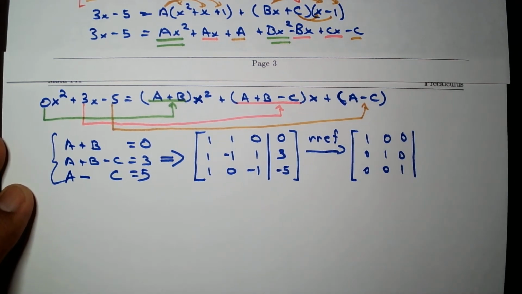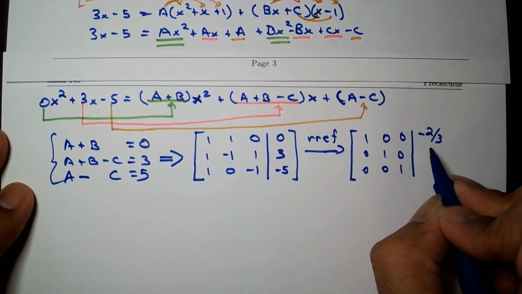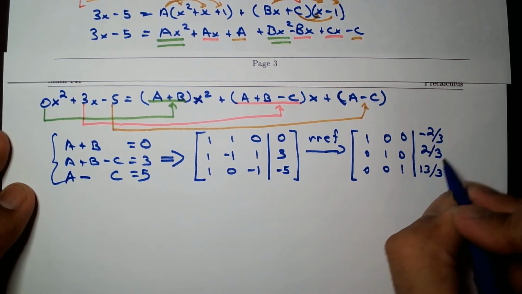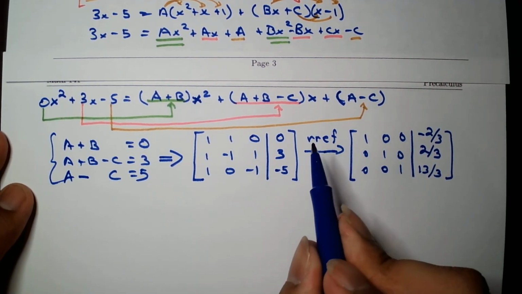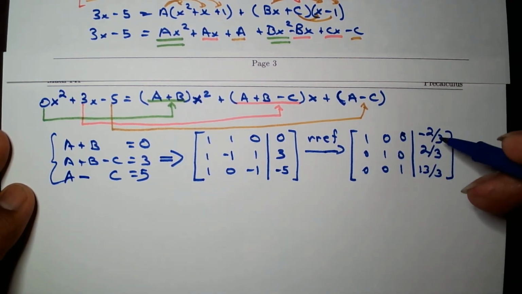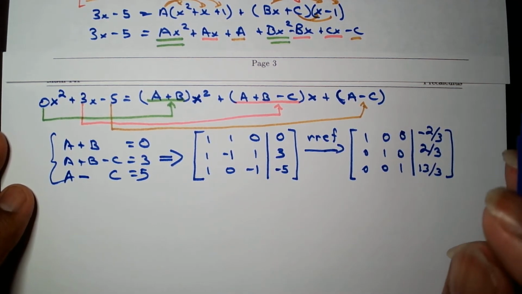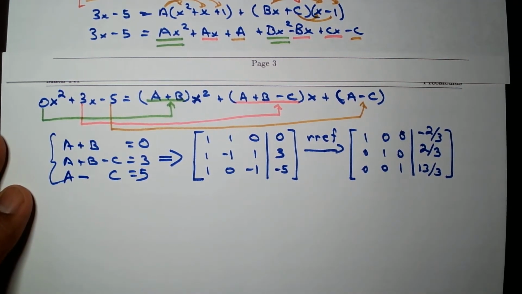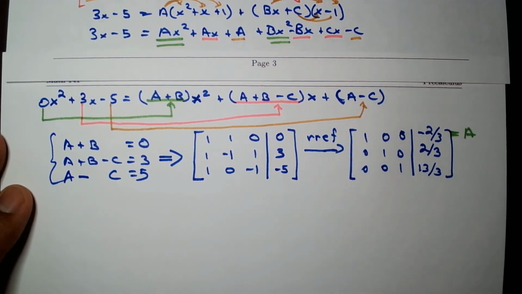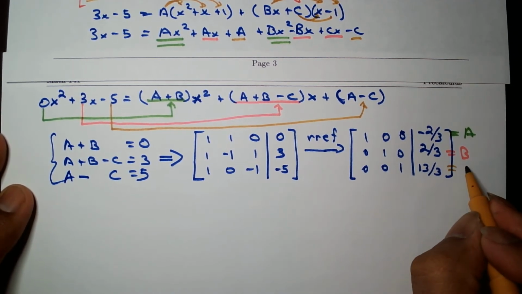And then the solutions to this are going to be a little bit funky. Negative 2/3 actually, and then 2/3 and 13/3. Actually, when you do the RREF on your graphing calculator, you're going to get decimals in the first place. You change those decimals to fractions using the frac command. All right, so that means in this case that from here this is A, from here this is B, and from here this is C.